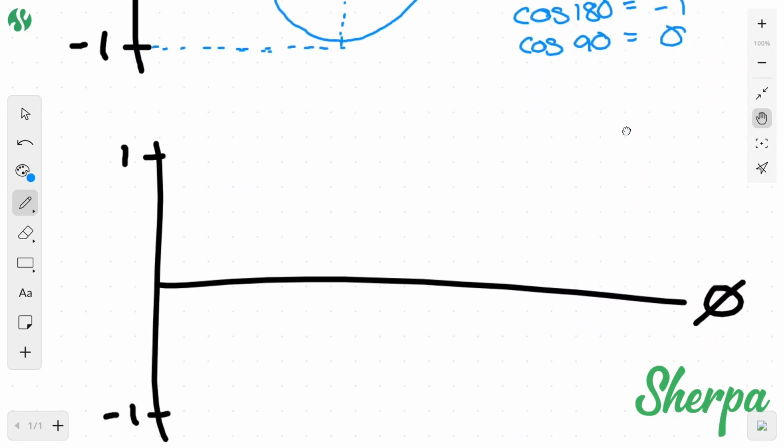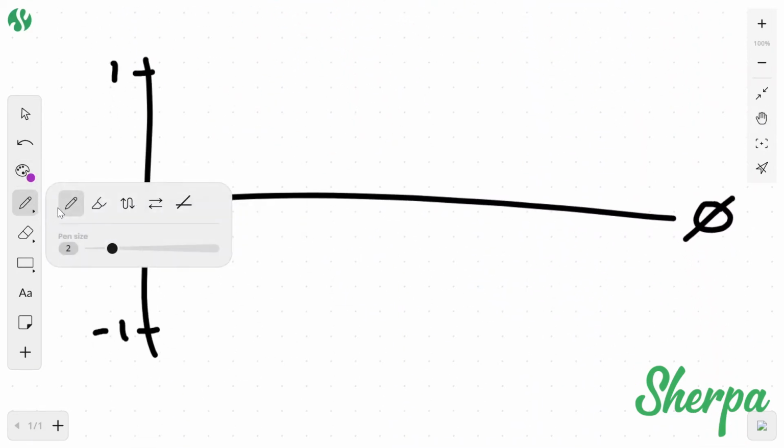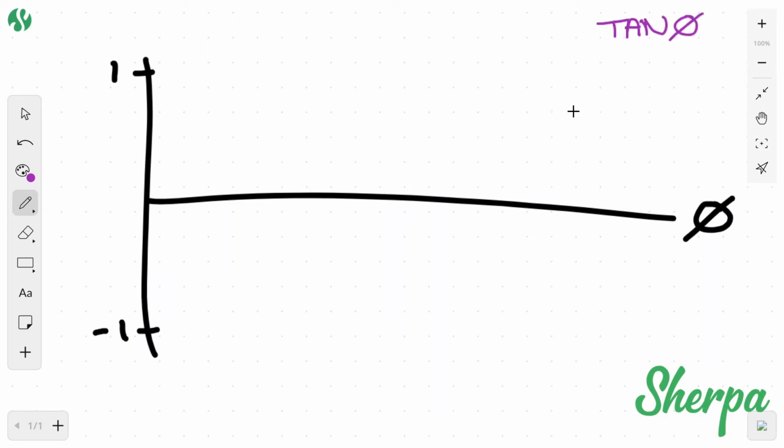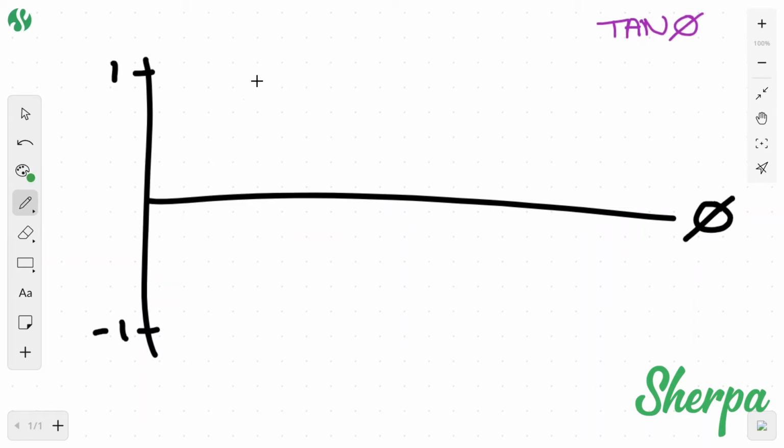Finally, we have the tangent. To understand how the tangent wave looks, you have to understand what an asymptote is. Let's draw the asymptotes on the graph. Now, an asymptote is a line in which the wave never touches, but it will get infinitely close to. I'll show you how that works in a second.